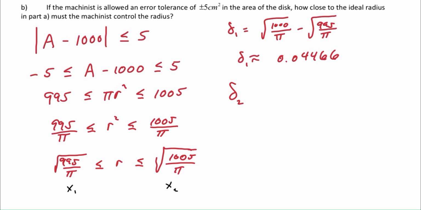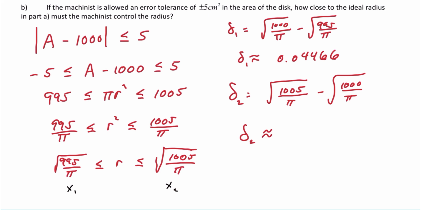Delta 2 is our x2, which we found to be the square root of 1,005 over pi, minus the ideal radius, which is the square root of 1,000 over pi. Approximating this, we get that delta 2 is roughly 0.04455. And we want the smaller of these, so delta is roughly delta 2, which is 0.04455.